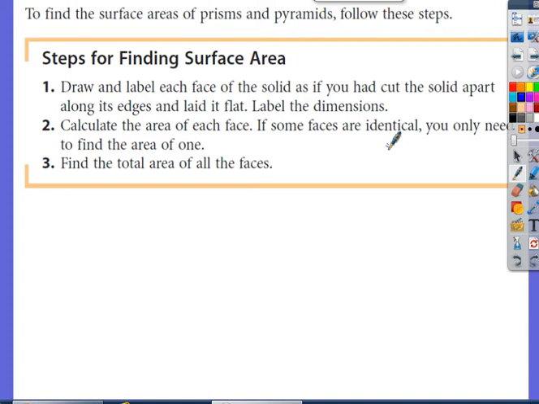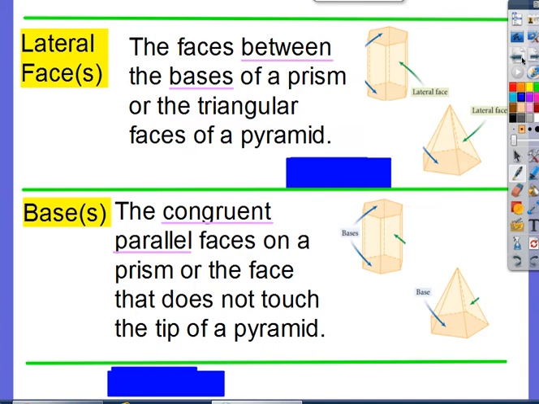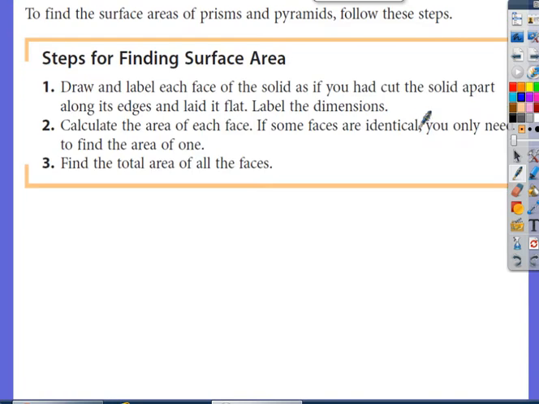Calculate the area of each face. So we've got to calculate the area of each one of the faces. If you look, the lateral face is a rectangle. This right here is a rectangle. You got to calculate the area of that rectangle. And then you got to calculate the area of this polygon. You got to calculate all those areas, and then you got to add them up. That's how you find the total area of all the faces. You find the area of each face, and then you just add them up. So pause this and write those steps for finding surface area, please.